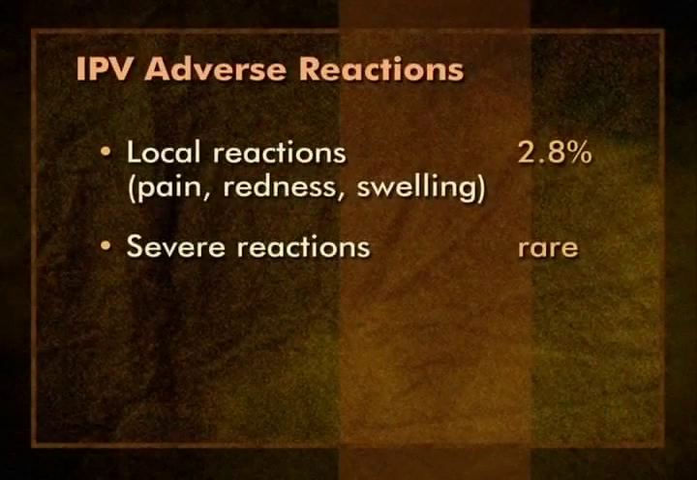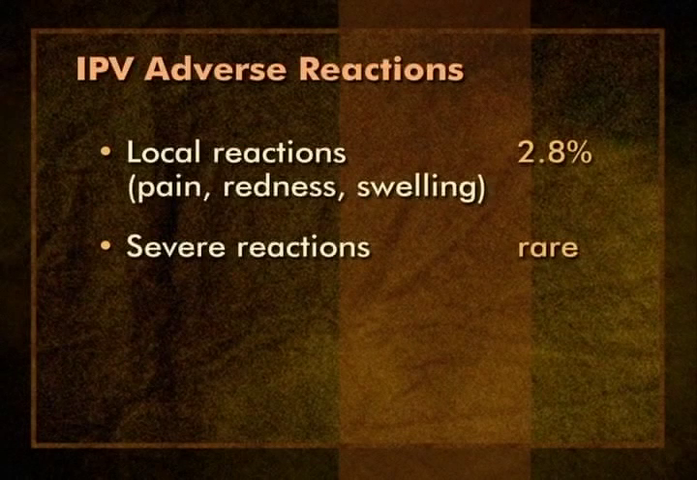Inactivated polio vaccine is one of, if not the, safest vaccine available. As with any injected vaccine, local reactions such as pain, redness, or swelling at the site of injection occur in 2.8% of recipients after any of the first 3 doses of IPV.